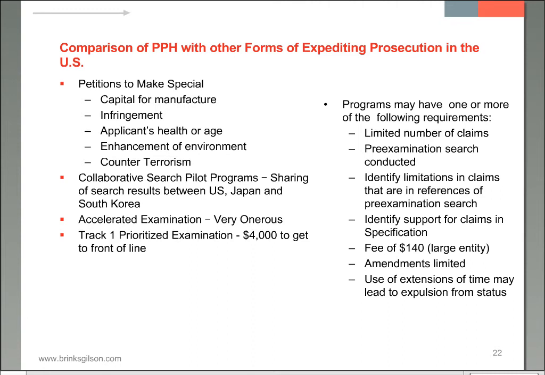Another route to look at is Track One. Here you have to pay a fee of around $4,000 to get to the front of the line without many of the accelerated examination burdens.